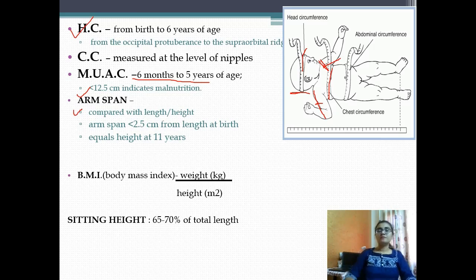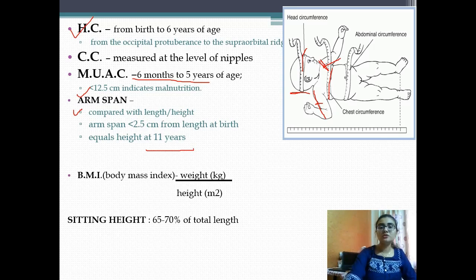Arm span. What is arm span? It is compared with length or height. How do we calculate arm span? We extend the arms of the baby and use the tip of the middle finger as our 2 points, and we calculate the length from this middle finger to this middle finger while extending the arms. This whole length is then compared with the height or length of the baby, and the difference should be less than 2.5 centimeters, and it equals the height at 11 years of age. This is the normal about arm span.